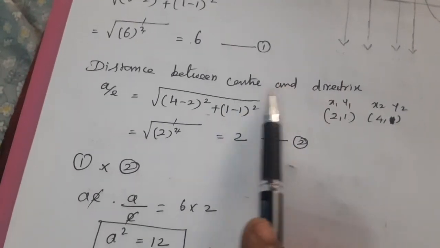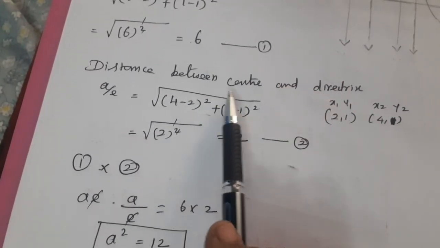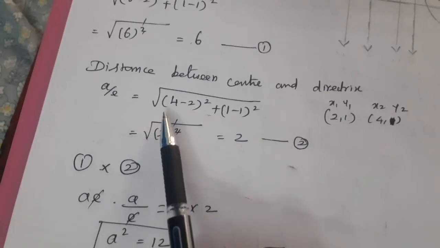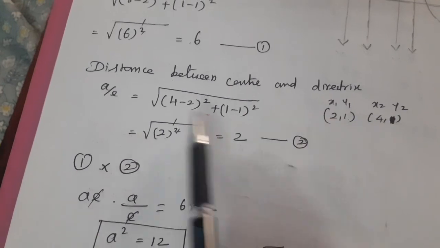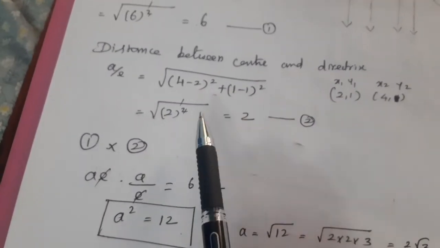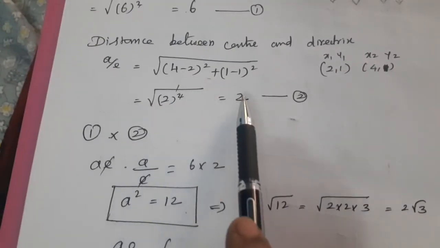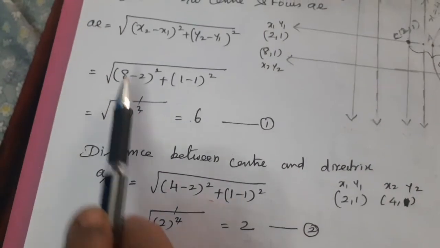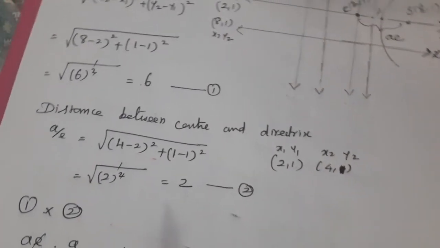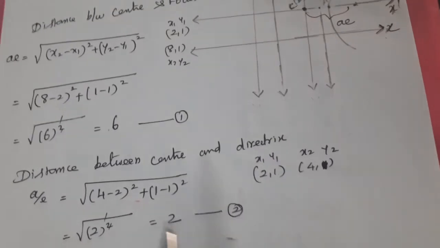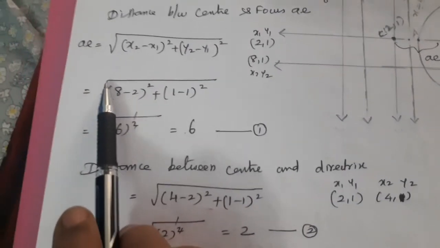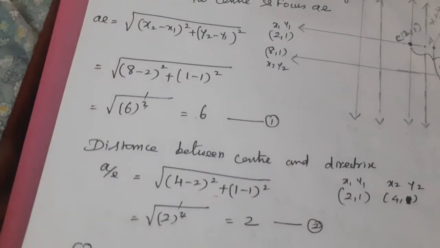What is A by E? It is the distance between the center and the directrix. A by E equals root of x2 minus x1, 4 minus 2 the whole square, plus 1 minus 1 the whole square. 1 minus 1 is always 0. We have 2 square, take the square root, we get 2. So AE is 6 and A by E is 2. First we find AE, next we find A by E.